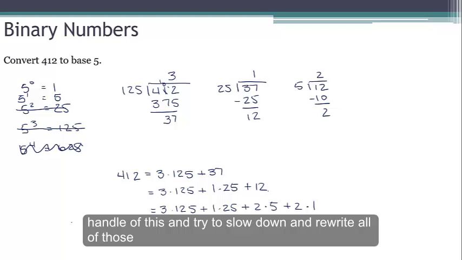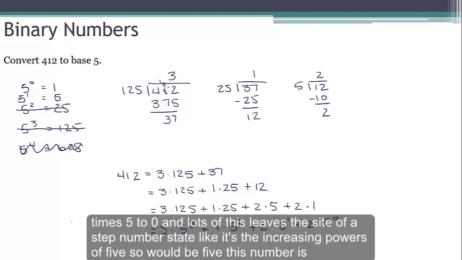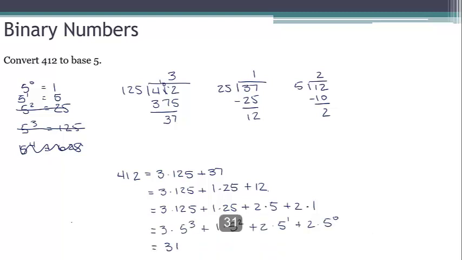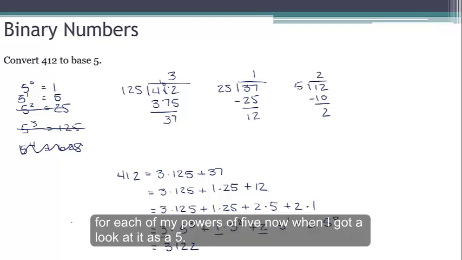Now look, let's rewrite this a little bit. I'm going to rewrite all of those things I divided by as powers of 5. So this is 3 times 5 to the third plus 1 times 5 squared plus 2 times 5 to the first plus 2 times 5 to the 0. And notice how this looks just like our base 10 numbers did, right? It's decreasing powers of 5. So in base 5, this number is 3, 1, 2, 2. Right? I just picked out the numbers for each of my powers of 5.